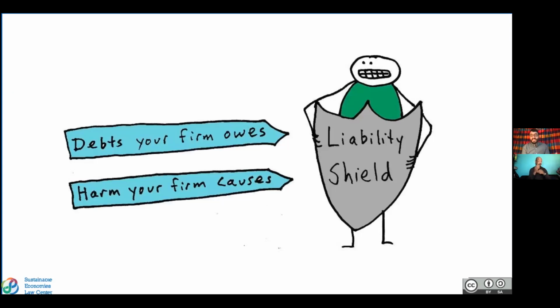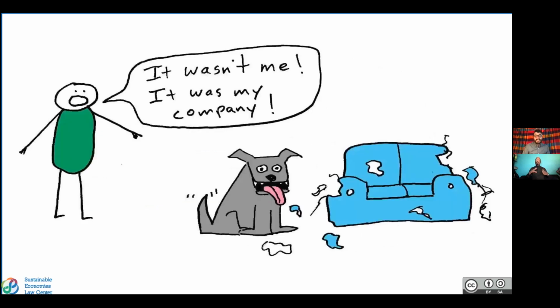It means that if your business borrows money and cannot pay it back, an individual worker owner of your business will, in theory, not be liable to repay that debt personally. If the business causes harm through negligence or recklessness, individual worker owners will, in theory, be protected from liability. The idea is that the business and its worker owners are two separate things. And you, as a worker owner of the business, can step back and say, look, it's not me who caused that damage. It's my company. My company is separate from me, like this dog.